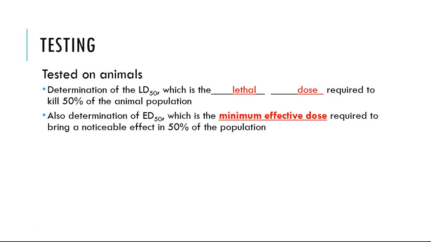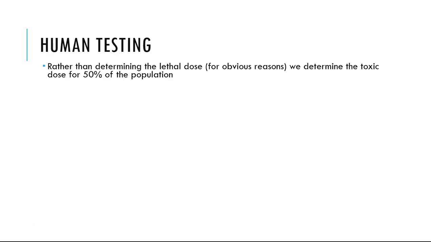Together, finding those two things will allow me to determine the therapeutic index, which is the ratio of the LD50 to the ED50. Now, we'll talk in a minute about why this is, but the higher that ratio is, the better, right? If the ED50 and the LD50 are very close to each other, that may not be the greatest drug. So after it goes through animal testing, we would have human testing.